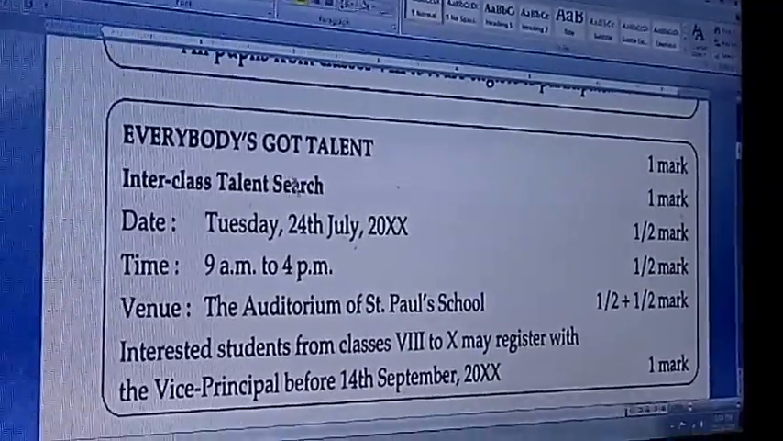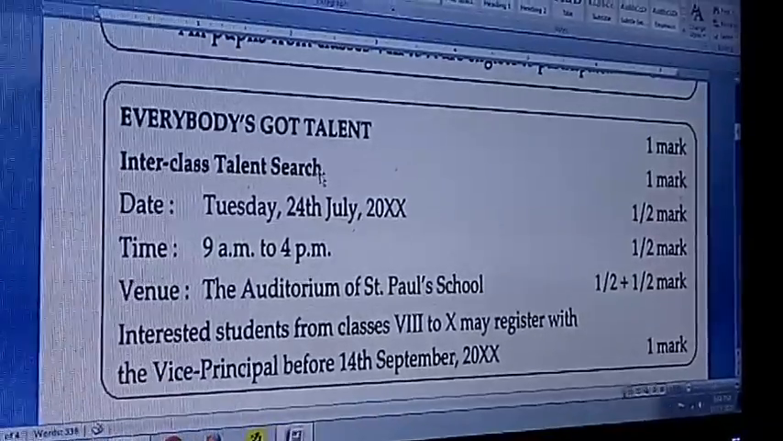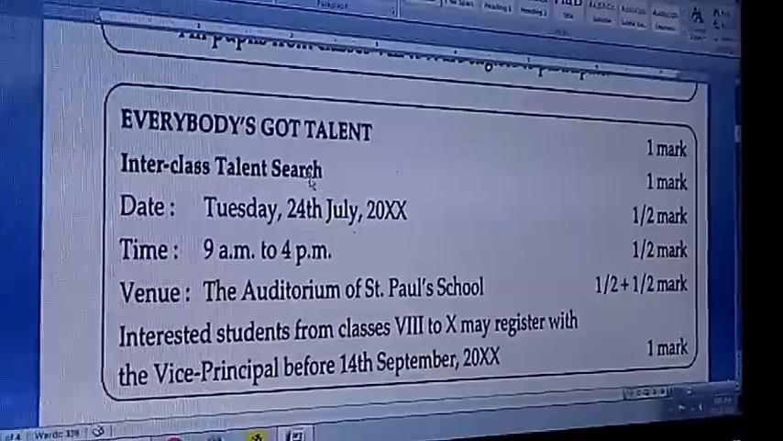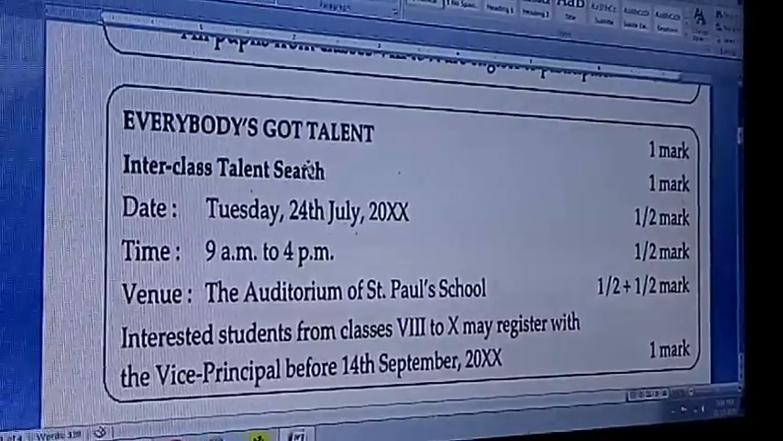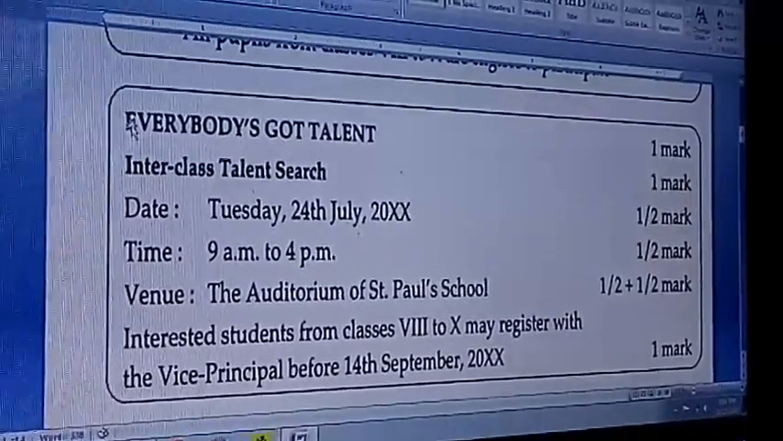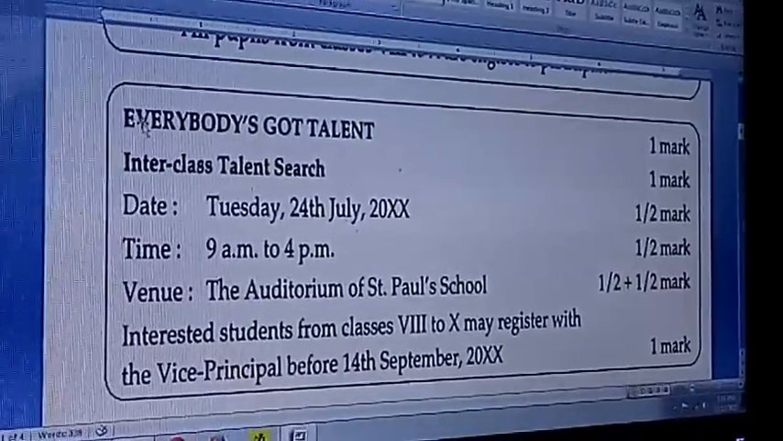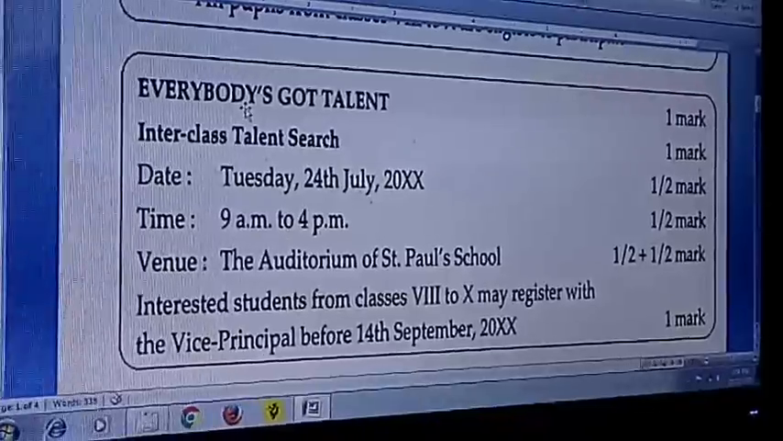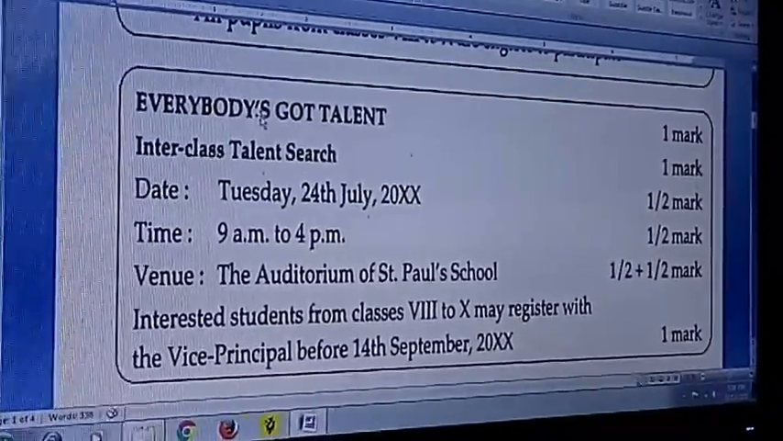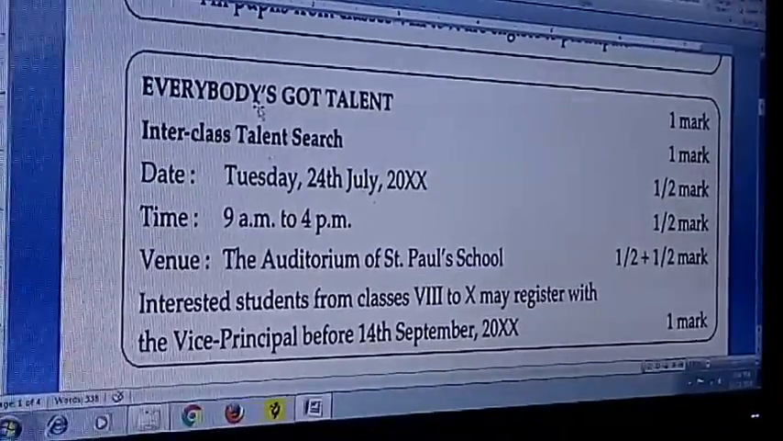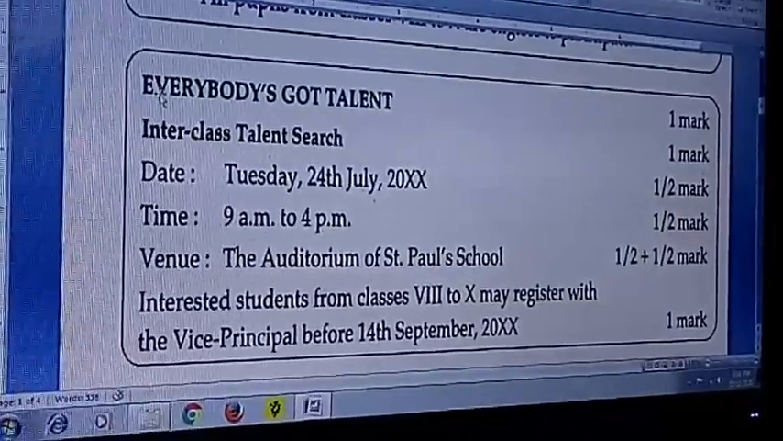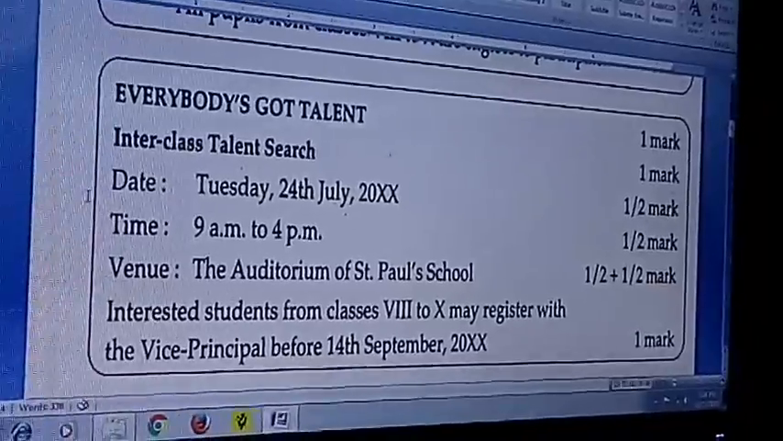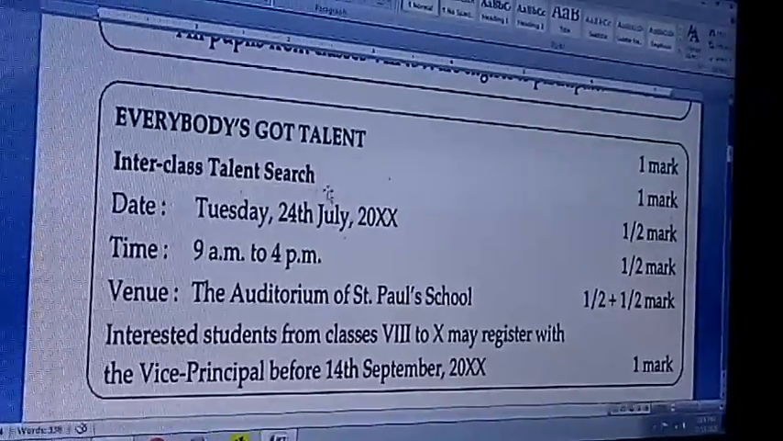The topic will always be given in the question paper. So whatever is in the question paper, just copy and paste. Then your creative title: Everybody has talent, that's the way of abbreviation, short form of writing. Everybody's got talent, again 1 mark. Inter-class talent search, 1 mark.